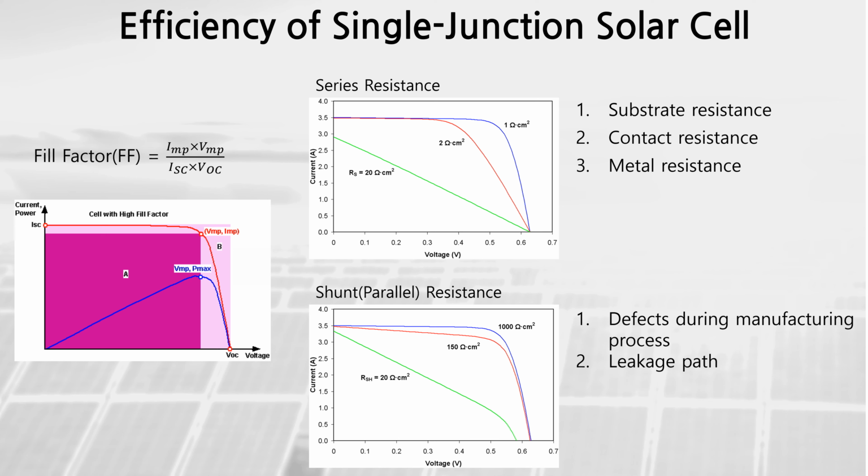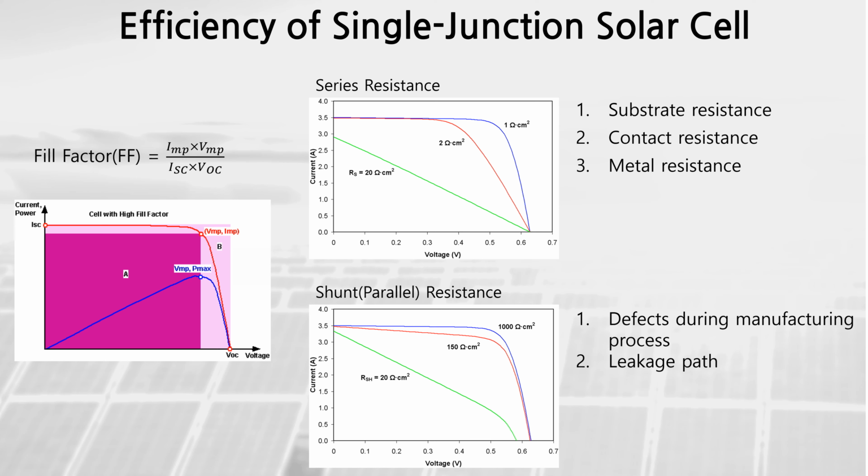Next, let's look at the efficiency of solar cells. At the device level, the most important factors that indicate efficiency include fill factor, series resistance, and parallel resistance. Fill factor is the maximum power divided by VOC times ISC. Series resistance includes substrate resistance, contact resistance of cells and metal wiring, and wiring resistance. The larger the series resistance, the more it affects FF, lowering the maximum output power.